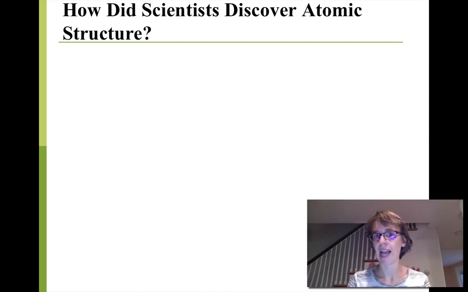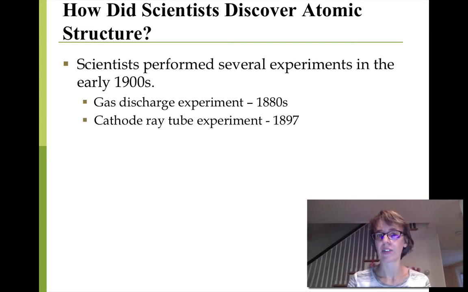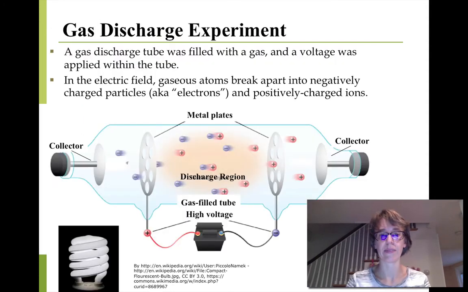So, how did scientists discover atomic structure? A few experiments we're going to talk about in this video, and these were mostly happening in the late 1800s, early 1900s. In the late 1800s, scientists were doing a lot of work with glass tubes containing gases and applying electrical fields to them. The cathode ray tube experiment was probably the most famous of these, and that happened in 1897. And then the oil drop experiment in 1909 and the gold foil experiment in 1913.